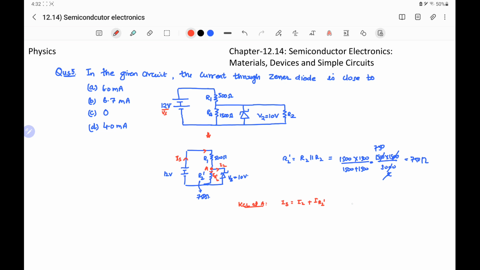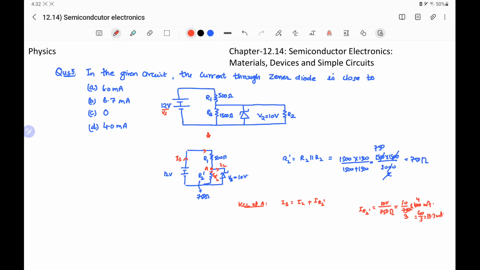First we have to calculate IR2 dash, that is the current through the resistor R2 dash. It will be equal to voltage across it, which will be the same as across the Zener diode, because this is in parallel with Zener diode. So it is 10 volt divided by resistance value of 750 ohm, and it will be equal to 10 by 750 into 1000 milliampere. On cancelling, that is equal to 40 by 3 or 13.3 milliampere.